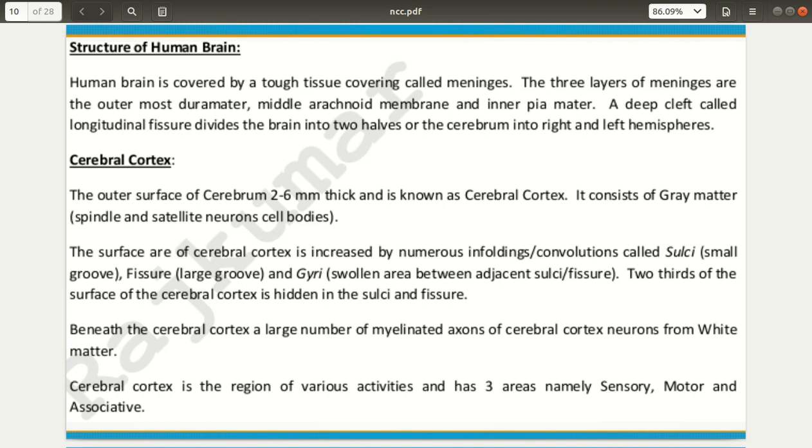The surface area of the cerebral cortex is increased by numerous infoldings or convolutions, which we call sulci, that is the small group, fissures, the large group, and gyri, which are the swollen areas between adjacent sulci or fissures. So 2/3 of the surface of the cerebral cortex is hidden in the sulci and fissures. Beneath the cerebral cortex, a large number of myelinated axons of cerebral cortex neurons form white matter. The cerebral cortex is a region of various activities, and it has 3 areas, namely sensory area, motor area and associative area.